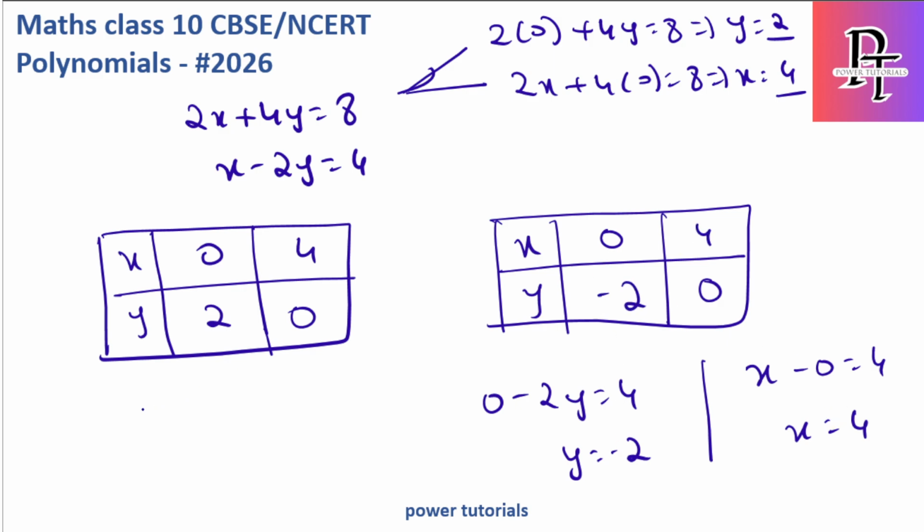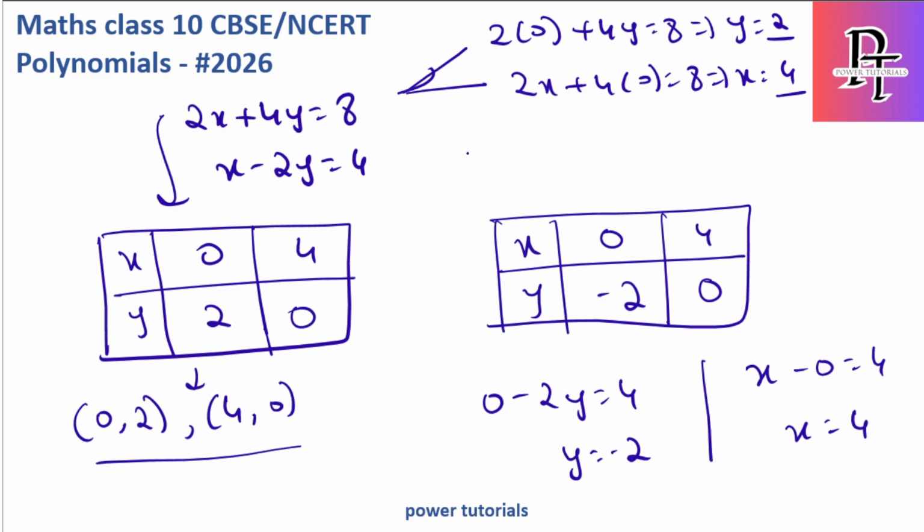Now let's write the points. For the first equation, always write the points in the form of x comma y. So 0 comma 2 and 4 comma 0 are the 2 points of this equation. That is the first one. What about the second? I have the points x comma y: 0 comma minus 2 and 4 comma 0 are the points of the second equation.